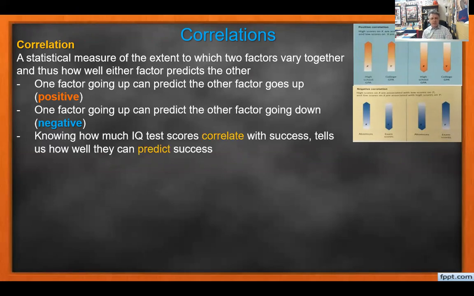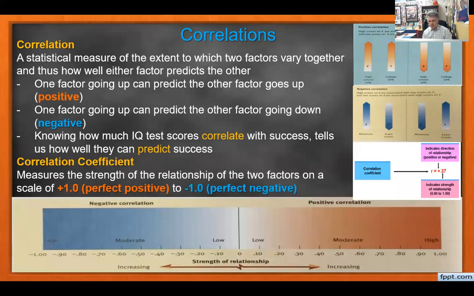So again, this is just saying that one predicts the other, not that it necessarily causes it. Knowing how much an IQ test correlates with success tells us how much it can predict success, but it doesn't mean that it's causing it. And we'll get to that a little bit later.